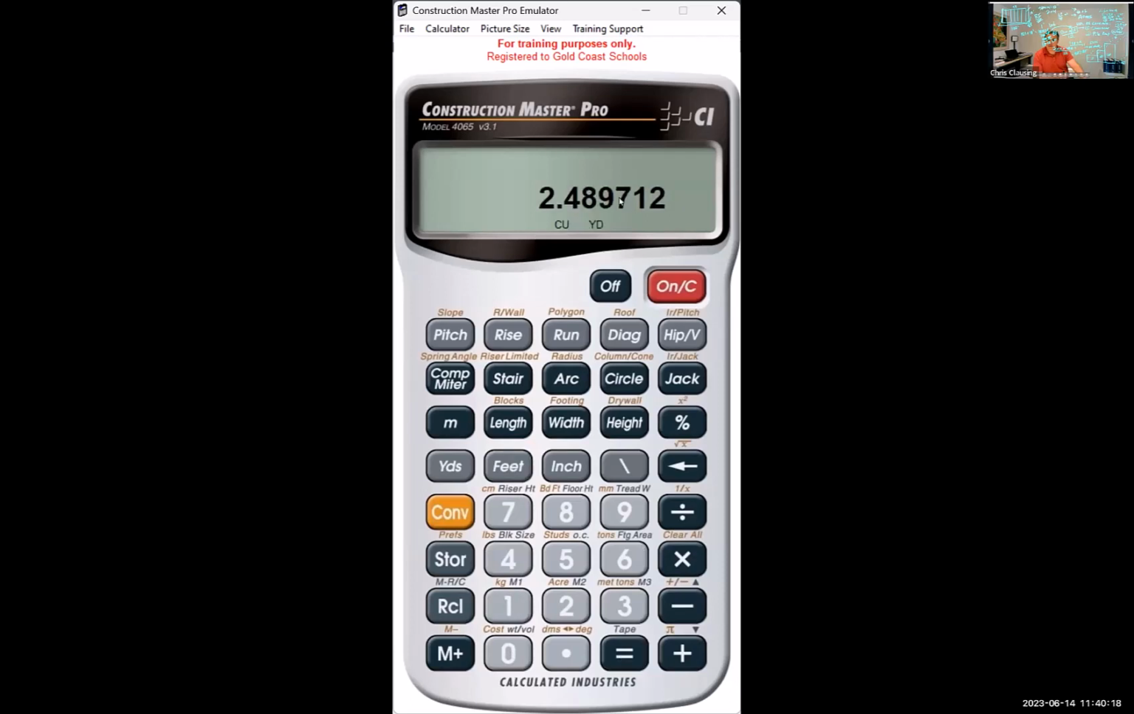equals. Now this is giving you this in cubic yards, which is not what you want for board feet. You have to convert this to board feet, convert. Where was board feet? 8. And it gives you the same number, 807. So you can do it either manually, or you can do it with the calculator.